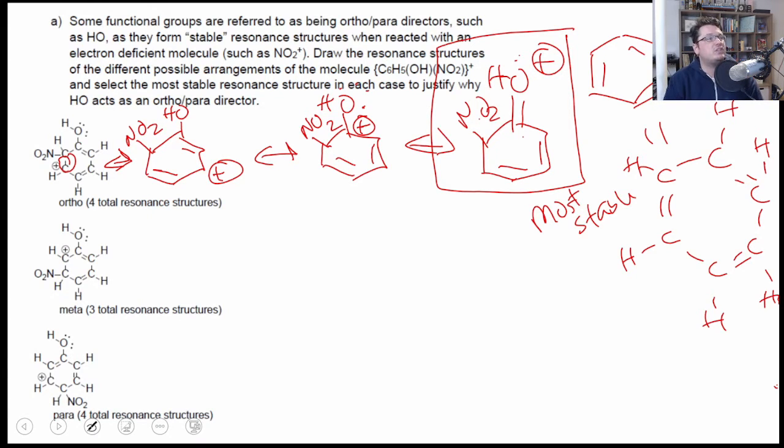The most stable resonance structure is going to be that positive charged oxygen species in this case. Right, and so that's the case right there.